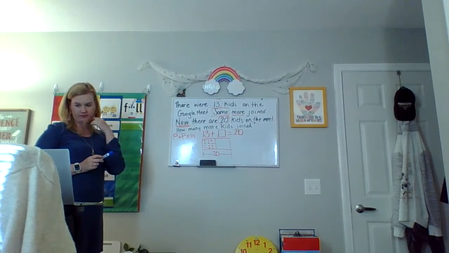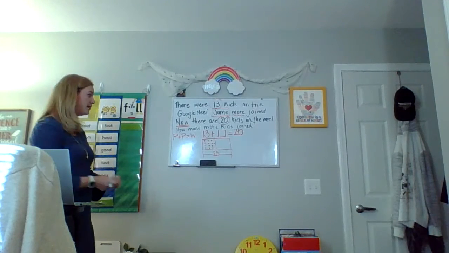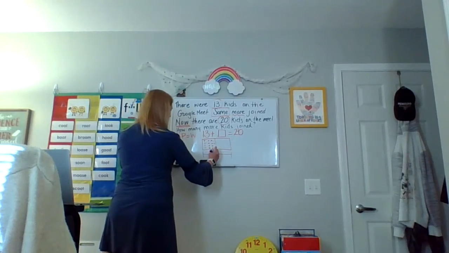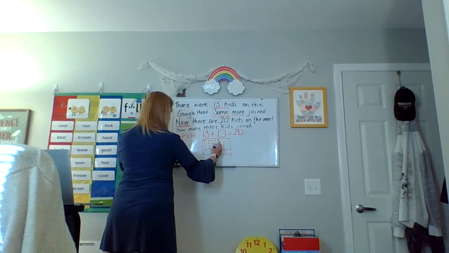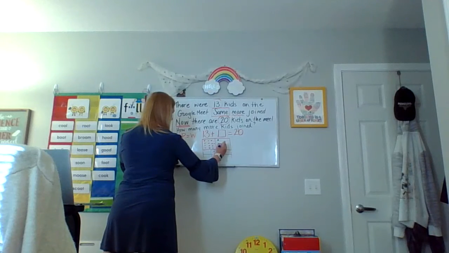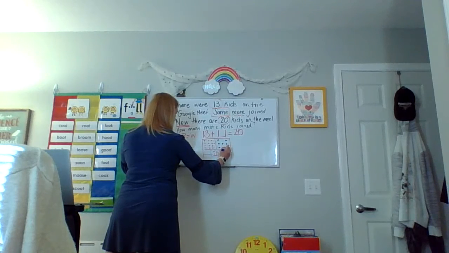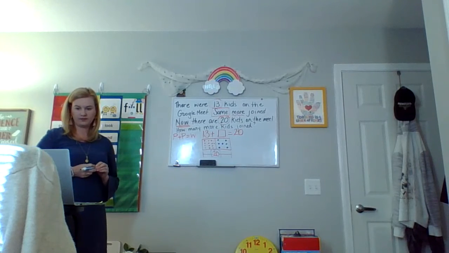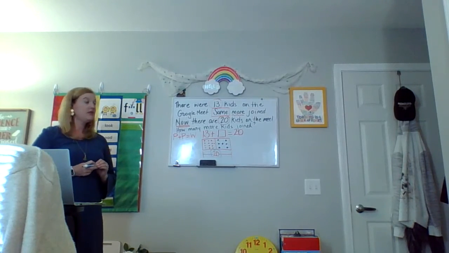What do you think, Zoe? By counting on. I'm going to put 13 in my head, and I'm going to count on till I get to 20. So, 13, 14, 15, 16, 17, 18, 19, 20. So, what's my other part? What number is it? Darren, what number is it? It is 7.